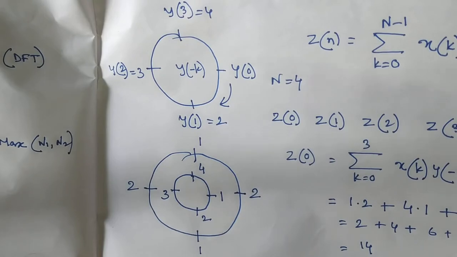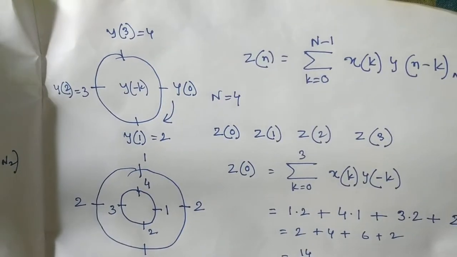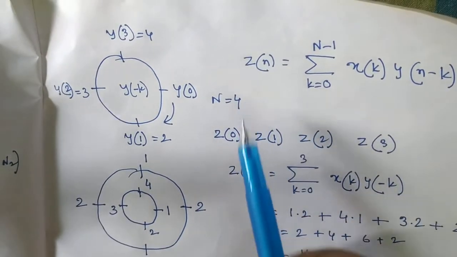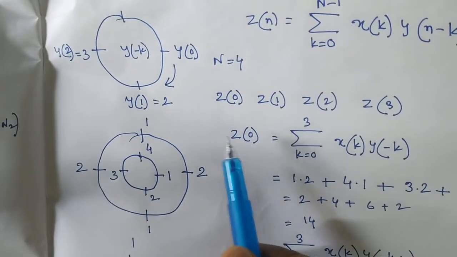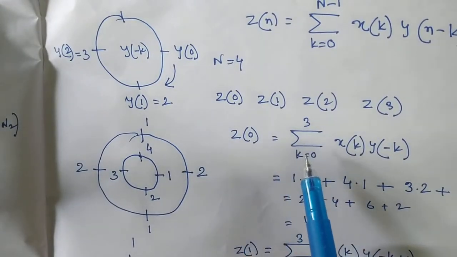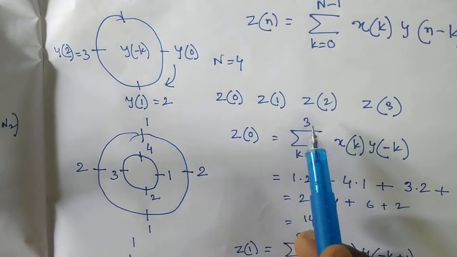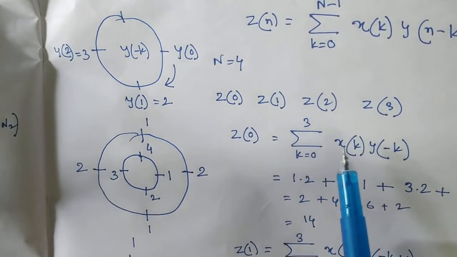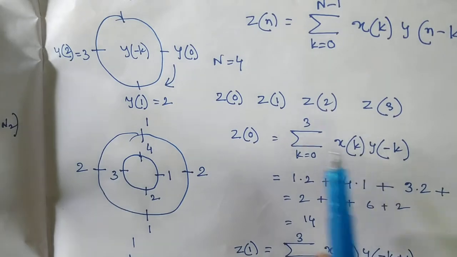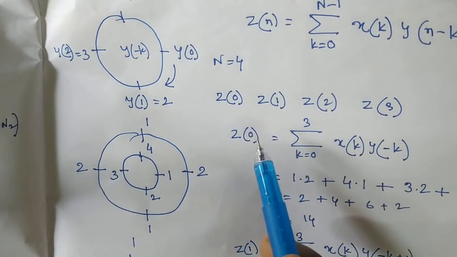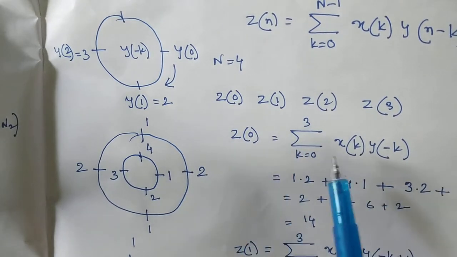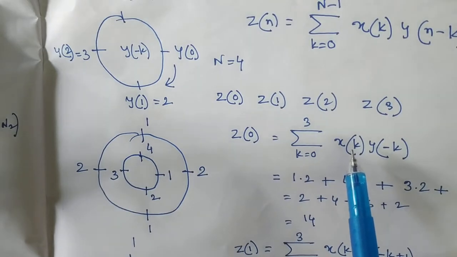So obviously the output will be z0, z1, z2 and z3. So we just put the values in this expression. The first one is z0 equal to the sum over k equals 0 to N minus 1, N is 4, so it is 3, of xk y of minus k, because small n is 0. So we are simply multiplying xk with y of minus k.